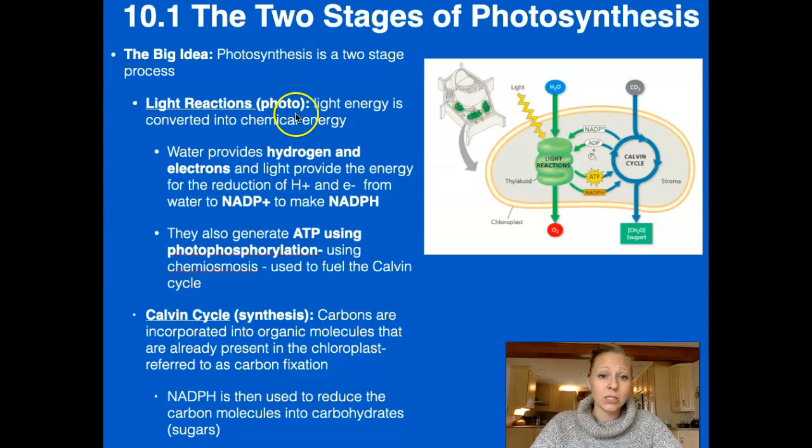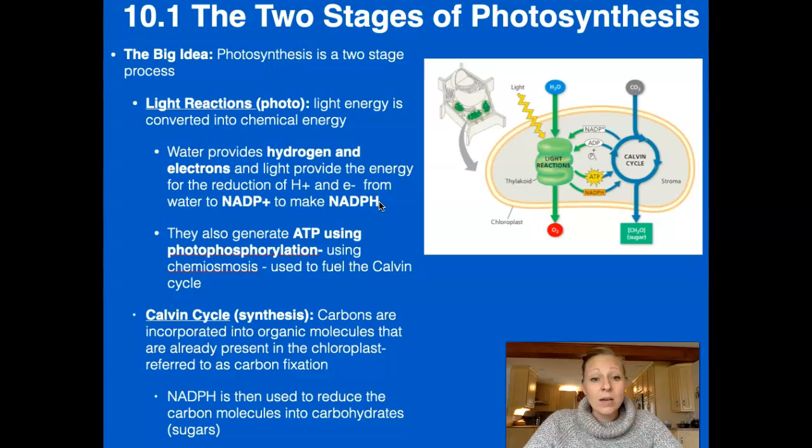And so during the light reactions, light energy is converted into chemical energy. Water is used. It provides the hydrogen ions, or the hydrogen and the electrons. Remember that the oxygen is split and it is released as a byproduct. The light provides the energy for the reduction of hydrogen and the electrons from water to NADP plus to make NADPH. So we are now creating NADPH.